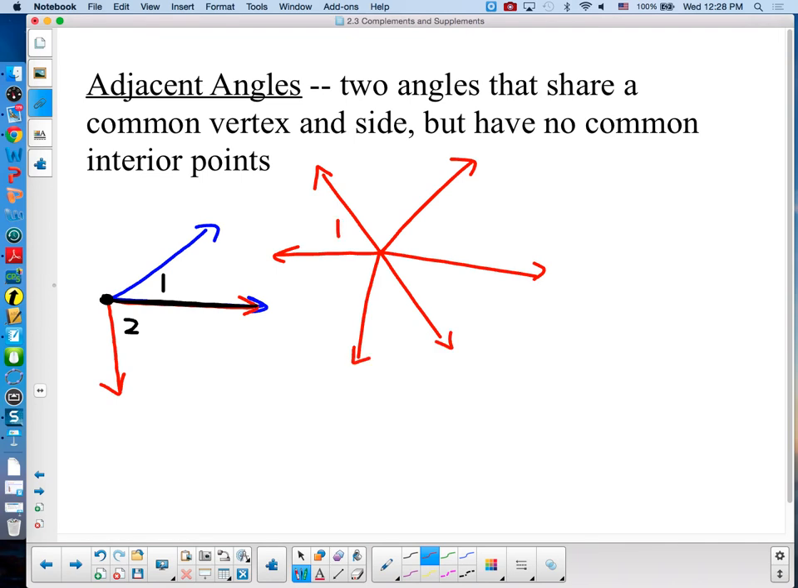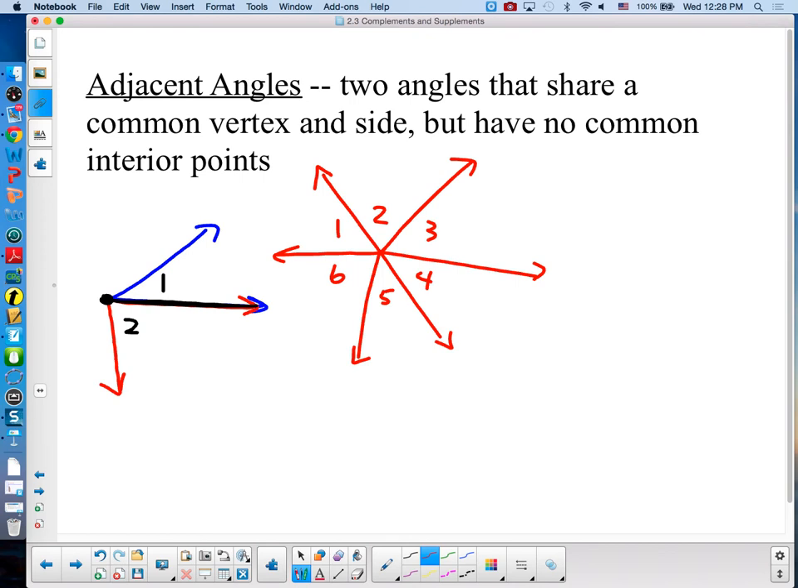Okay, number 1, 2, 3, 4, 5, 6. Okay, which angles are adjacent? You think 1 and 2 are adjacent? Do they share a ray? Angle 1's these two rays, angle 2 is these two. So yes, this ray is shared, same vertex, side by side, 1 and 2 are adjacent.